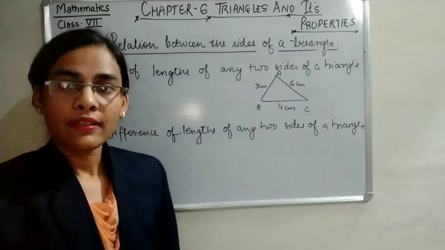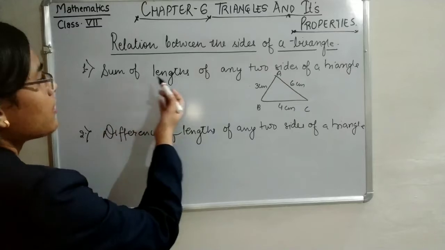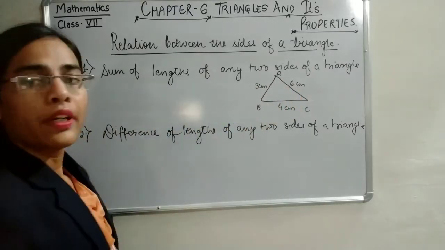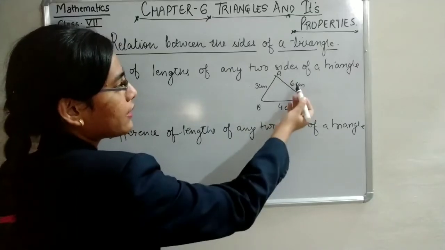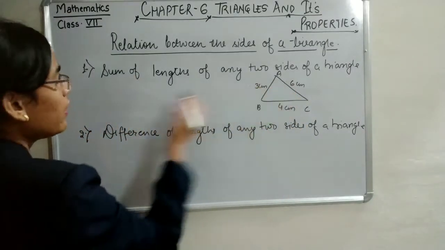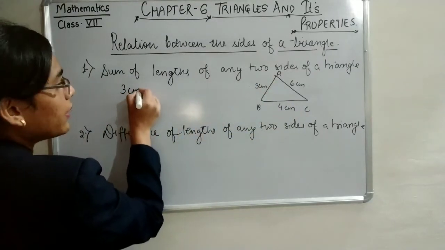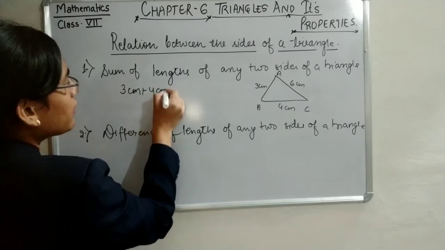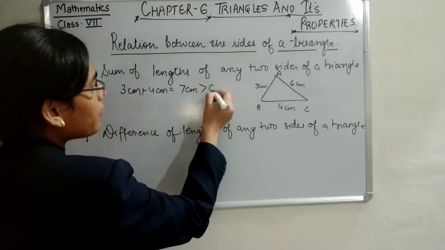Moving forward, this is the relation between the sides of a triangle. The first is the sum of the lengths of any two sides of a triangle. Here we are given a triangle ABC and the length of the sides are given as 3, 4 and 6 cm. Suppose we add any two sides of this triangle, that is 3 cm plus 4 cm, which equals 7 cm, which is greater than 6 cm.